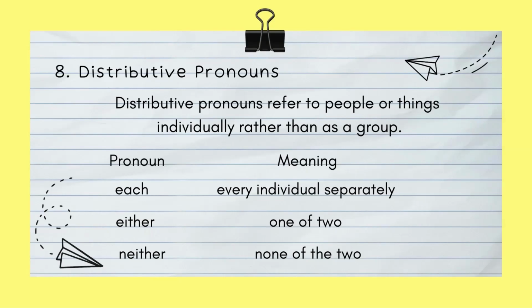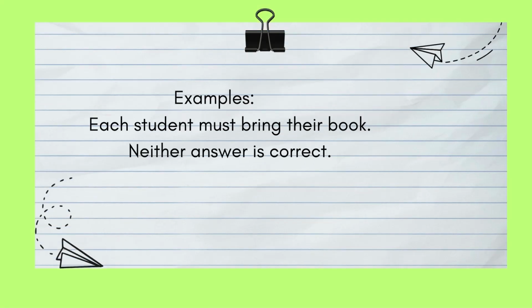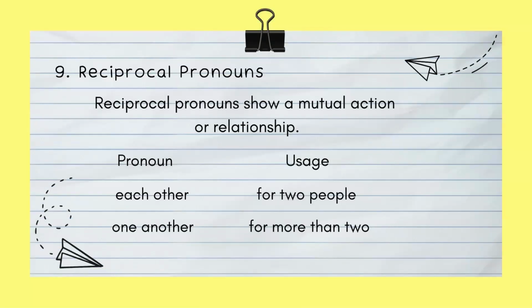8. Distributive pronouns. Distributive pronouns refer to people or things individually rather than as a group. Pronoun, meaning: each, every individual separately; either, one of two; neither, none of the two. Examples. Each student must bring their book. Neither answer is correct.